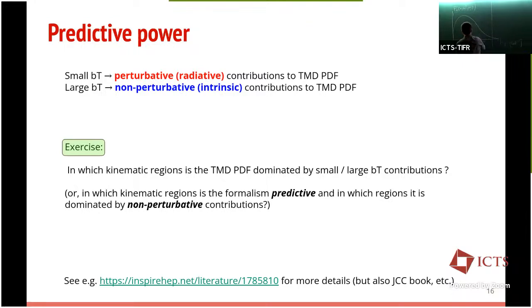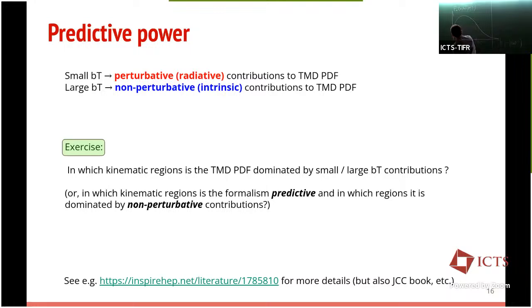So if the situation is the following, remember that the physical TMD, the TMD in kT space, is related to the integral of this function in bT space. You have to see where the peak of the distribution is, or where the bulk of the distribution is, if it is in the small bT region or in the large bT region. Namely, if the bulk of the distribution is before 1 GeV, it means that this area here will contribute most to the TMD in kT space, and that distribution will be dominated by perturbative contributions.